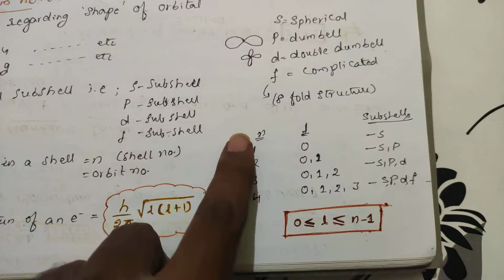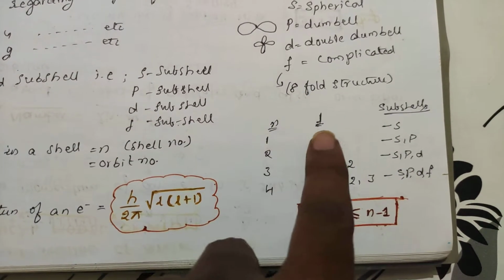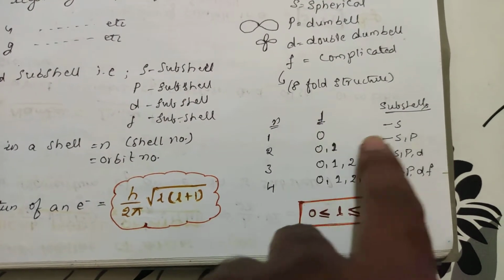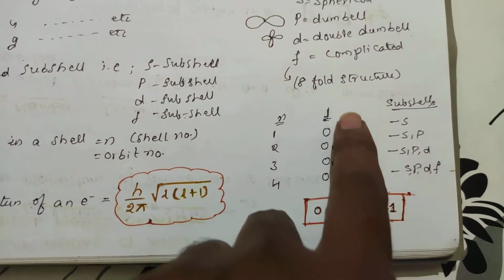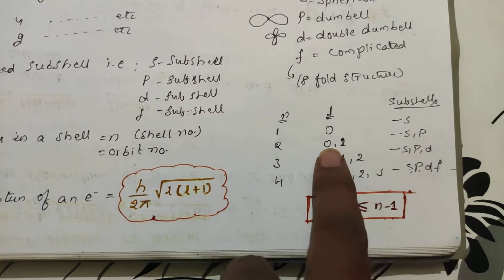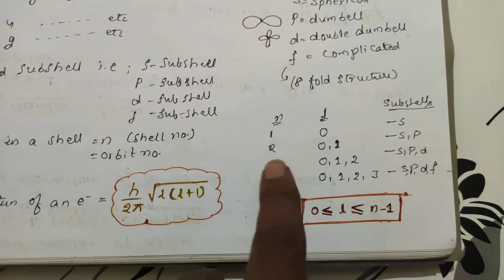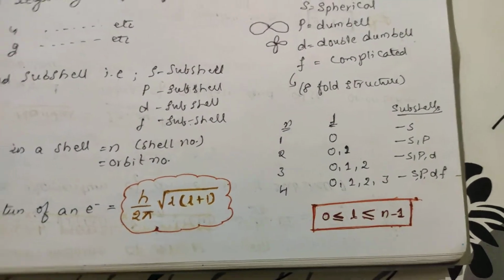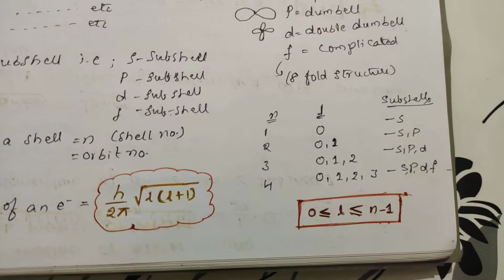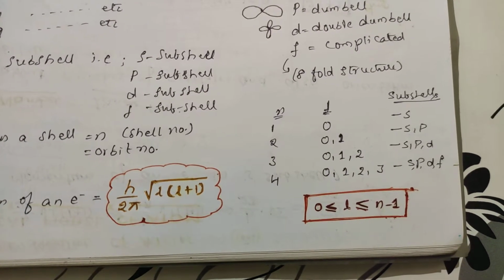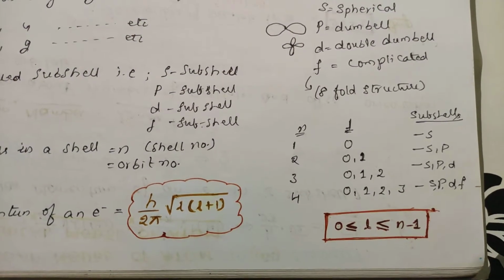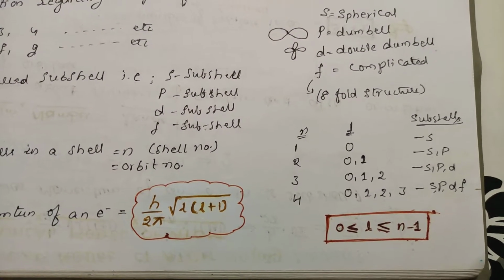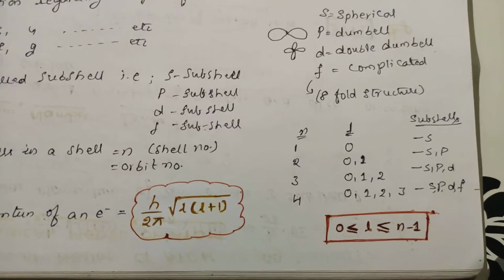Already I have said, if n is equal to 1, how many subshells will you have? The L value will be equal to 0, and the subshell name is s. If n is equal to 2, the number of subshells is 2, that is 0 and 1. 0 means s, 1 means p. See, 2 are there, here also 2 are there. If n is equal to 3, 0, 1, 2 subshells will be present. Those are s, p, d. If n is equal to 4, the subshells are 0, 1, 2, 3, and the subshell names are s, p, d, f.